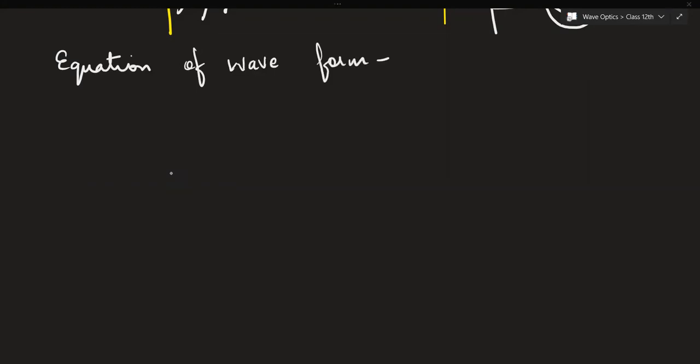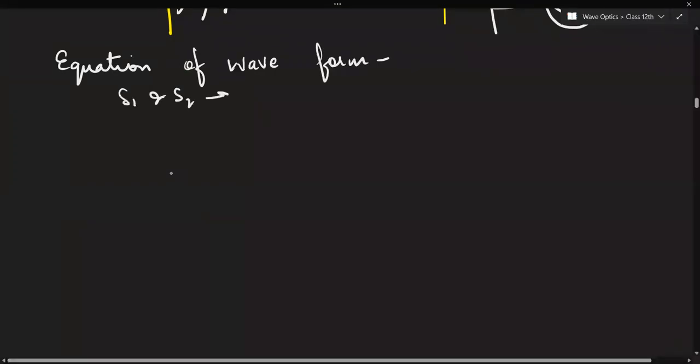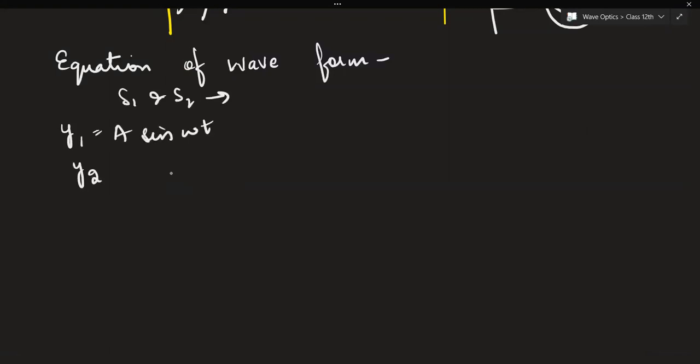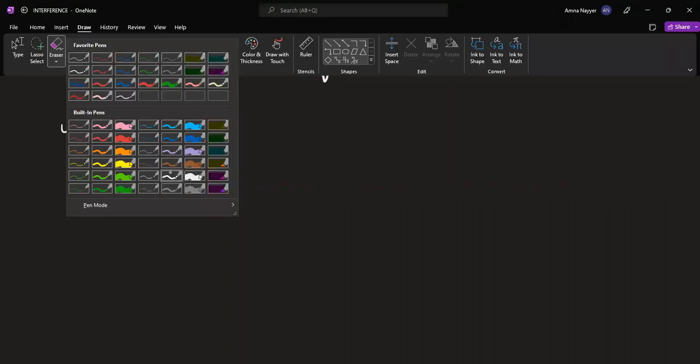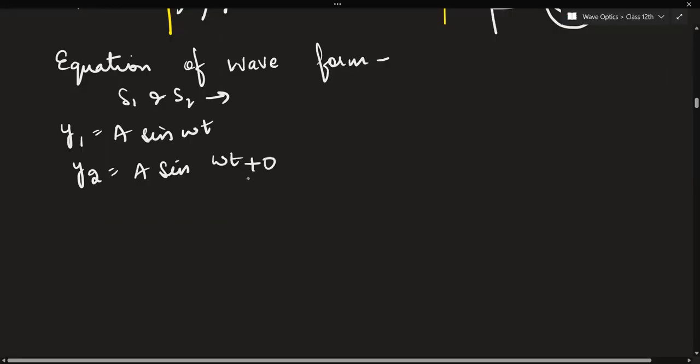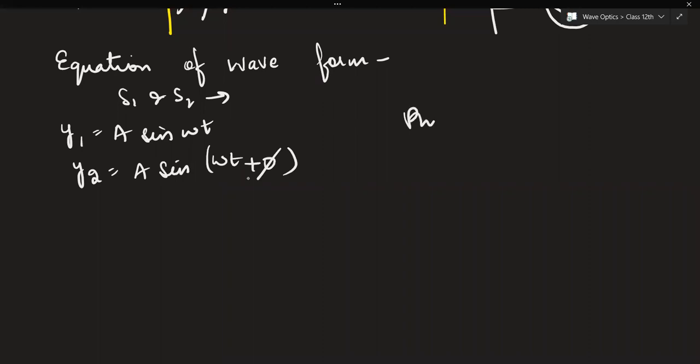See, equation of waveforms. From both the slits, S1 and S2, let's say y1 is A sine omega t, and y2 is having a phase difference phi, that is A sine omega t plus phi. Now phase difference is what? Phase difference is this phi.